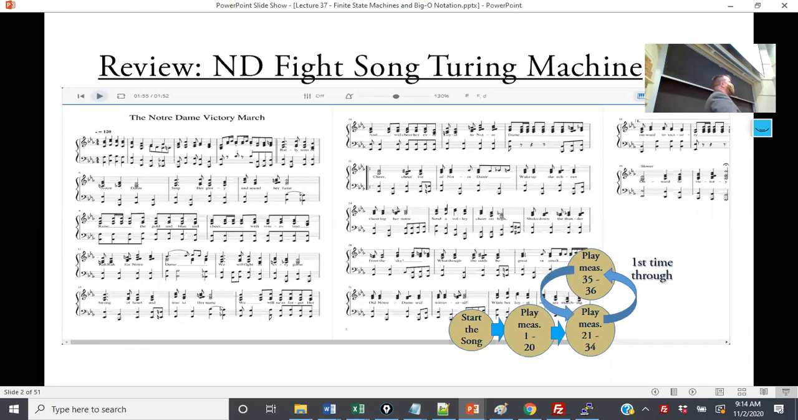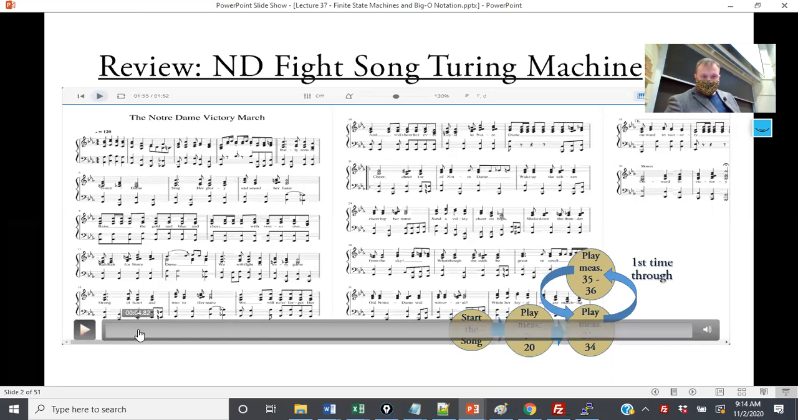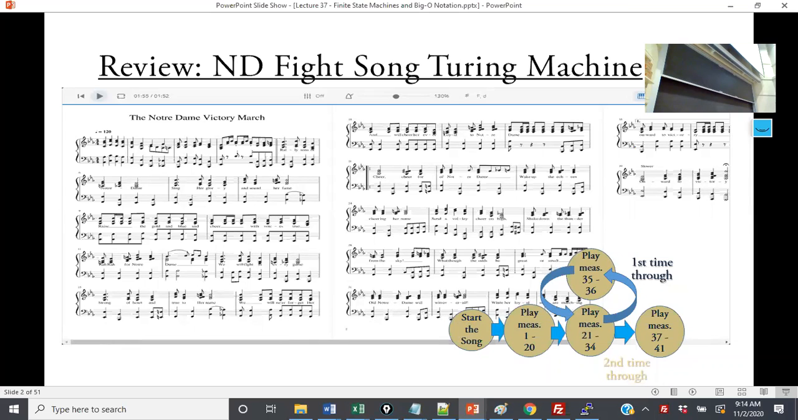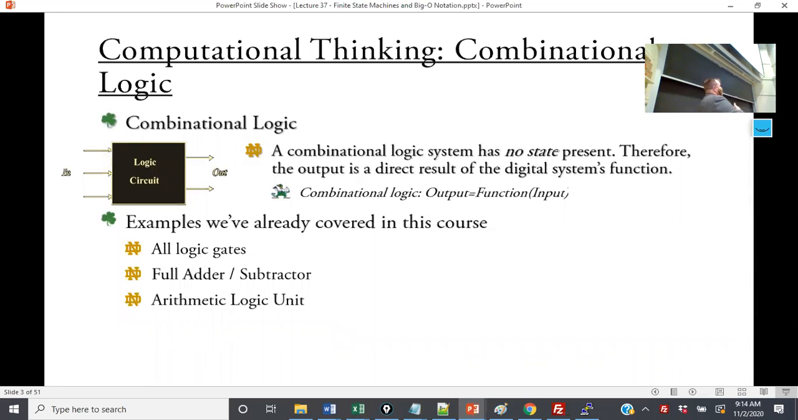So the first time through, we play this small measure 35 and 36, and that takes us back. And then we play measures 21 through 34 again. And then at the end, we would make a decision. We're going to get here, and then we're going to skip measures 35 and 36, and then we're going to play the last 4 measures of the song, that's 37 through 41. And then we are going to indicate that we're done with the song. Right? So the way this is working out is we actually have some sort of decision logic at every stage.